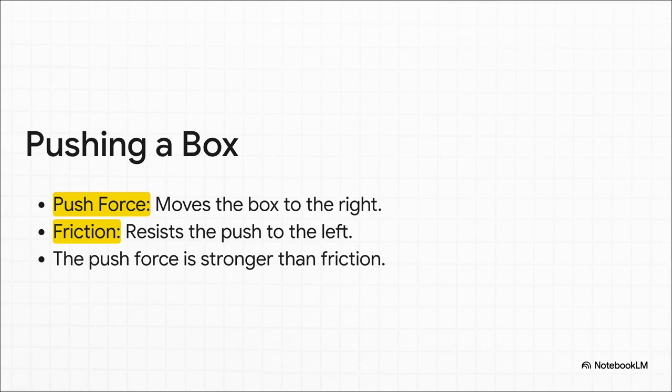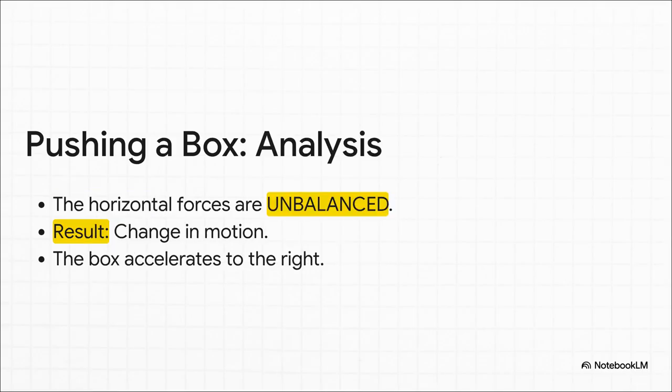See? Okay, let's try something more dynamic. Imagine you're pushing a heavy box across the floor. You're applying a force, pushing it to the right. But the floor is fighting you with friction, which is a force pushing back to the left. Now, if you're pushing hard enough, your push arrow is going to be longer than that little friction arrow. And since your push arrow is longer, the forces are unbalanced. There's a clear winner in this tug of war. So what happens when forces are unbalanced? Change. The box starts to move and accelerates across the floor.